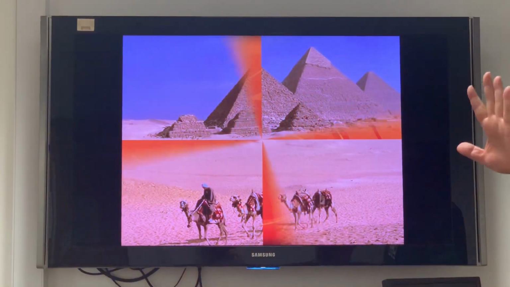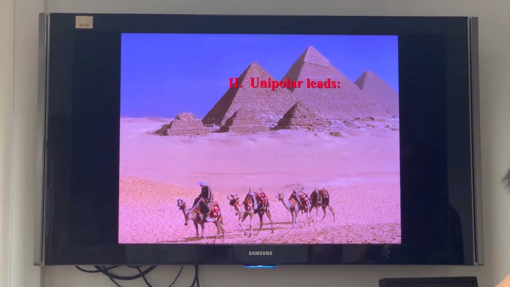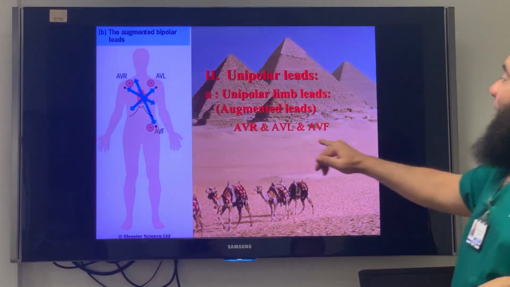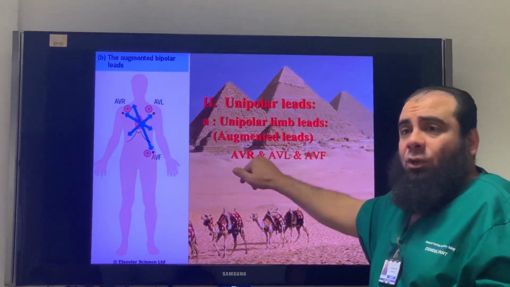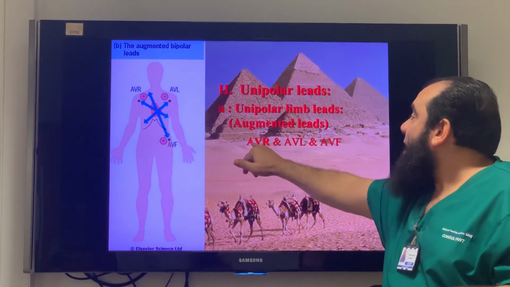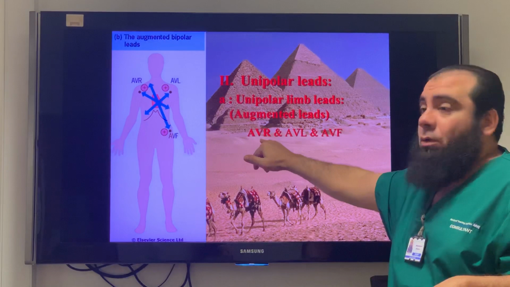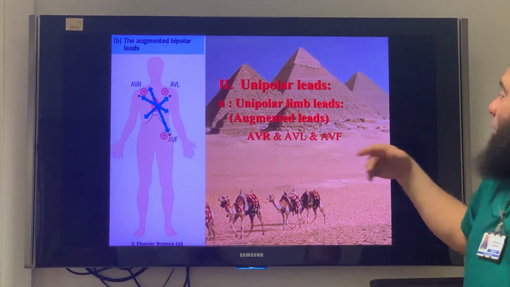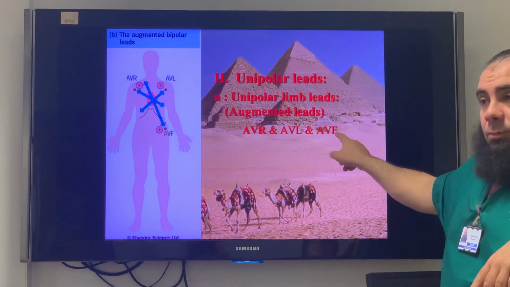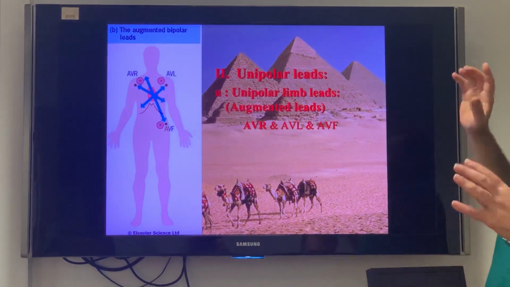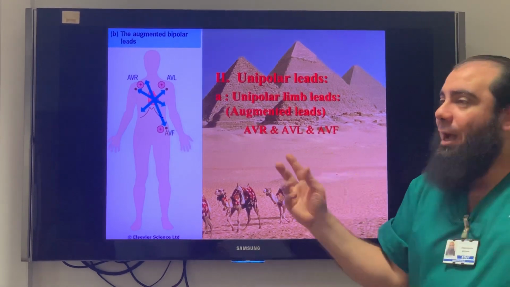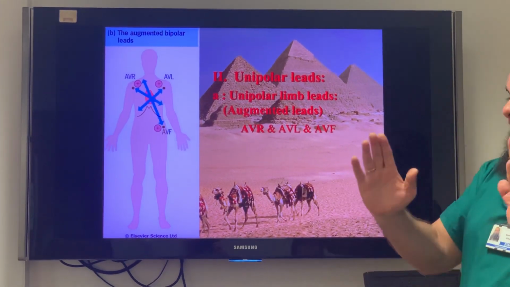Then we have, in fact, 9 unipolar leads: aVR, aVL, aVF. Anybody knows what it stands for? It's augmented vector right, augmented vector left, and augmented vector foot. Okay? It is again unipolar, but again we use a differential between 2 points. But here is a difference.